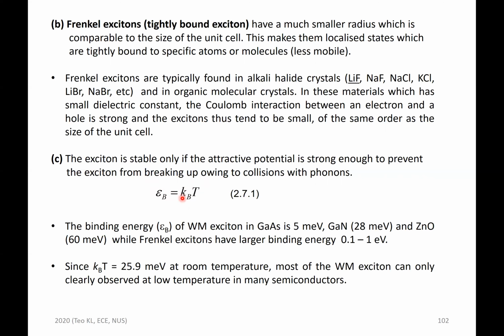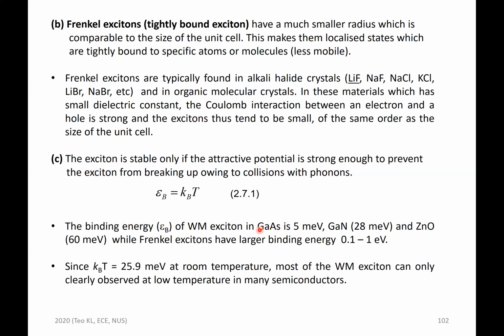For example, in gallium arsenide at room temperature, kT itself is about 25.9 meV. The binding energy of the exciton is about 5 meV. So at room temperature, you do not expect to see excitons, because the thermal energy will break up the electron and hole into a free electron and a free hole. So there are no more excitons being formed.